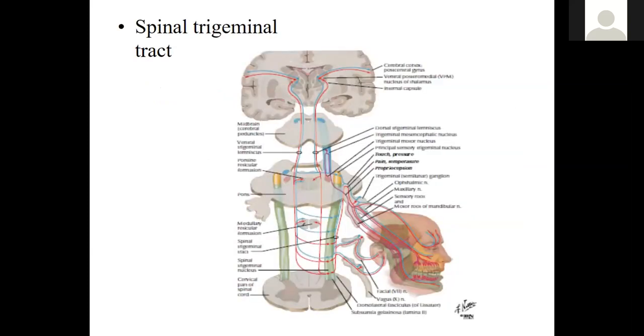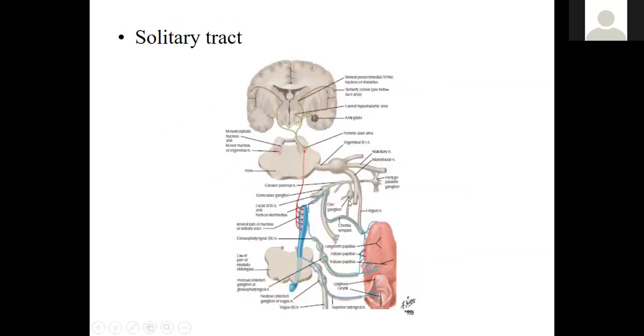Here we have the spinal trigeminal tract. As we said, it is this tract that's responsible for the perception of sensation from the face, be it pain sensation or superficial tactile sensations from the face. So we have this spinal trigeminal tract here, the fibers are mainly going through the trigeminal nerve, which is represented by the gasserian ganglion. Here we have the solitary tract.